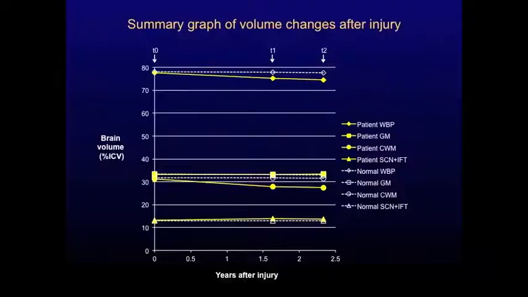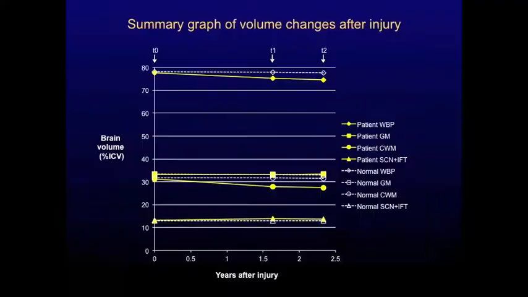Now this is a summary graph showing the changes in the 4 brain regions before and after injury. So we're plotting brain volume measured as a percentage of intracranial volume on the left-hand axis or vertical axis, and years after injury on the horizontal axis. And you can see T0, which is the time of the injury, or the moment before injury in our patients. In fact, for all the brain region measures at time 0, the patients start out with the same volume as normals. Along the top with the diamonds, from time 0 to time 1, the patients have a significant decrease in whole brain volume, which continues to decrease out to time 2.